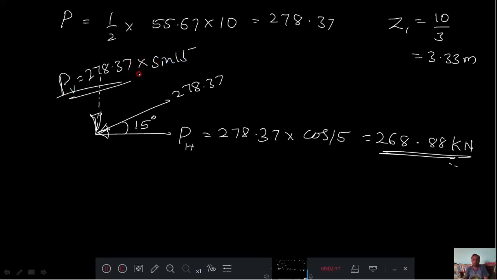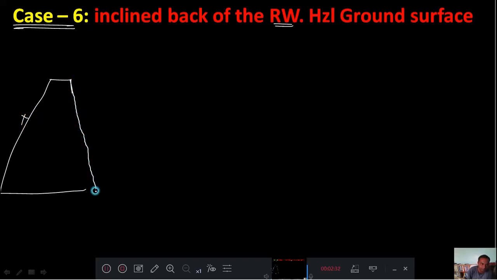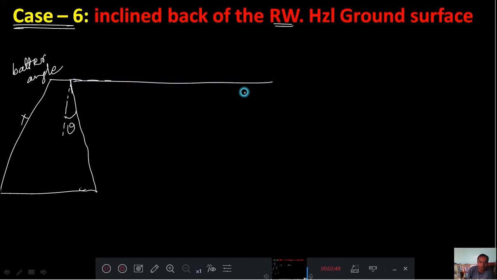Okay. The problem solved. Now the last one, here is case 6, the inclined back of the retaining wall, with horizontal ground surface. Look at here, the retaining wall is usually like this, we don't consider this side, but if the back of the retaining wall is inclined, then let us consider this is your theta value. Usually this theta value is called a batter angle. This is the theta value, and the ground surface, that is the top of the backfill, we will consider horizontal.